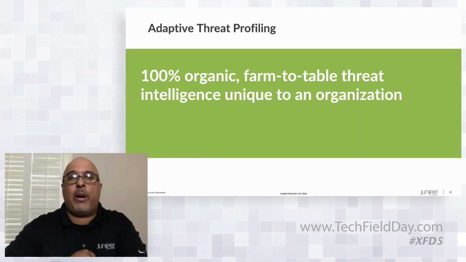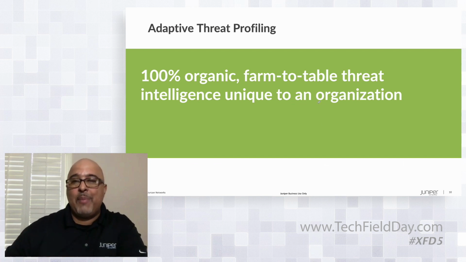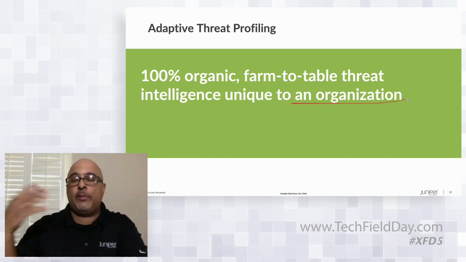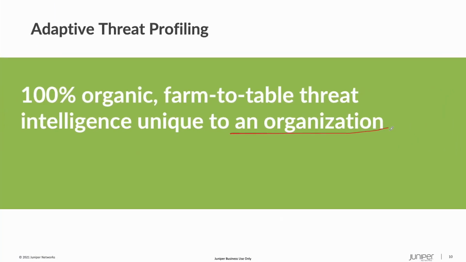So now that I've talked about ATP Cloud for a little bit, I wanted to draw our attention to adaptive threat profiling. Adaptive threat profiling is 100% farm-to-table threat intelligence that's unique to your organization. I mentioned that second tail is a list of curated feeds, both from our own research as well as the research of our partners and competitors. But that research comes from honeypots all over the globe. It's not really unique to you. Adaptive threat profiling gives us context by making threat intelligence that's unique to your organization.